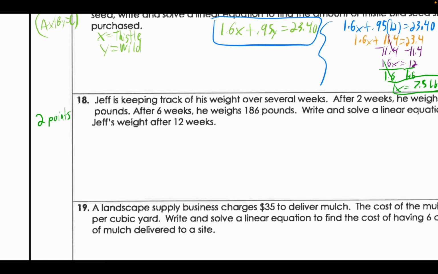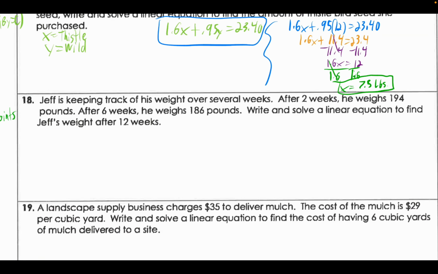So this means we're going to find the slope between those points, and we're going to plug that into point slope form with one of the points. So I'm going to go ahead and start working on that. So x is going to be my weeks, where y is the amount of pounds. One ordered pair is that 2 weeks he weighs 194 pounds, and the other ordered pair is that 6 weeks he weighs 186 pounds.